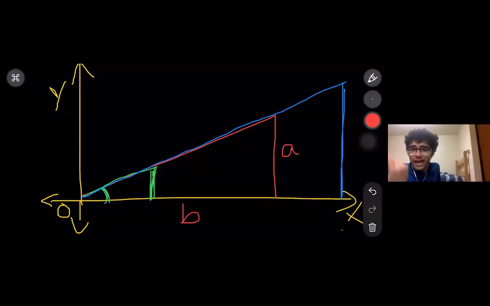My tan will be A divided by B. Okay, tan will be A divided by B. And that is exactly the slope of this slide. It's A divided by B.